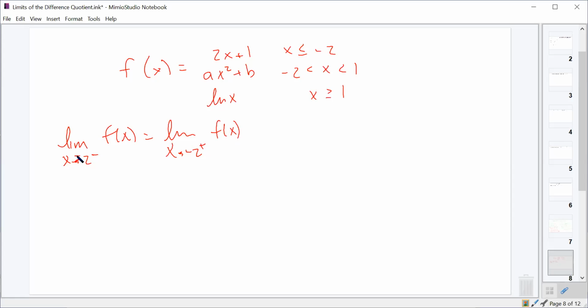And if that limit exists and it's equal to the value of the function, which it clearly will be, because if I make the limit from the left equal the limit from the right, it gives me the limit that should be equal to the value of the function at -2. You agree with that? Yes. Okay, so that's our first step.